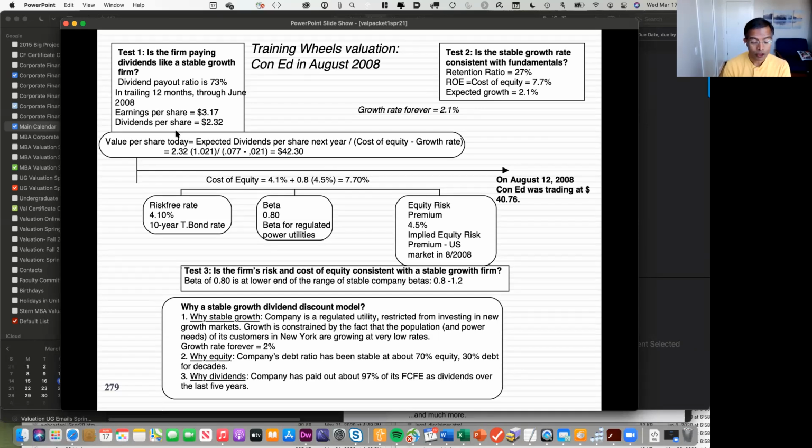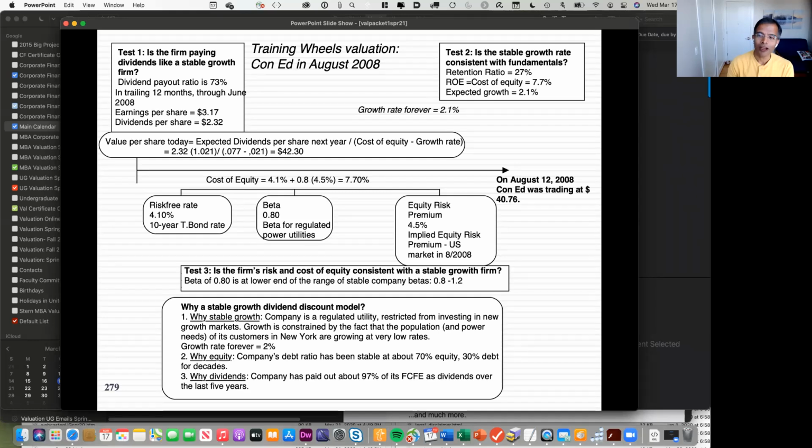To value the company, here's what I did. I used a stable growth dividend discount model. It's called the Gordon Growth model, the oldest discounted cash flow model around. I took expected dividends next year. 232 is last 12 months dividends. I grew it at 2.1%, expected dividends next year, divided by the difference between the cost of equity and the growth rate. What I get as a value per share is 42.30. That's it, I'm done. You're saying, I wish I'd picked Con Ed.